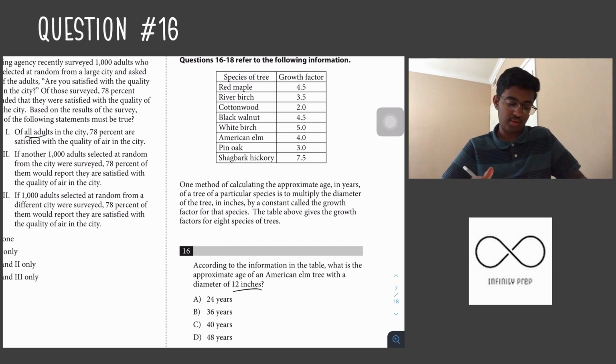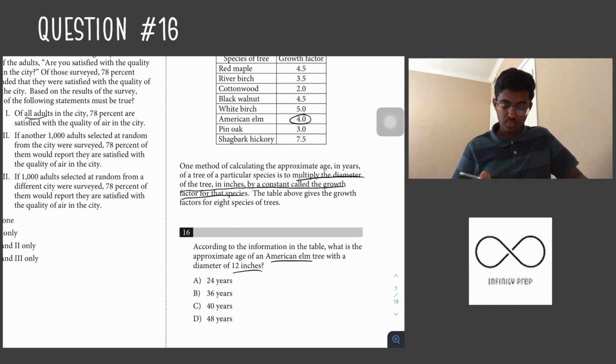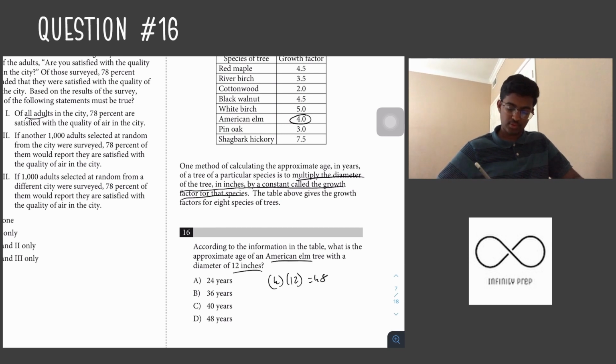Up in the information, it says you need to multiply the diameter of the tree in inches by a constant called the growth factor for that species. The species here is American elm, which has a growth factor of 4.0. So we need to multiply 4.0 by the diameter, which is 12 inches. So 4 times 12, which is 48. So it's 48 years old, which is answer choice D.